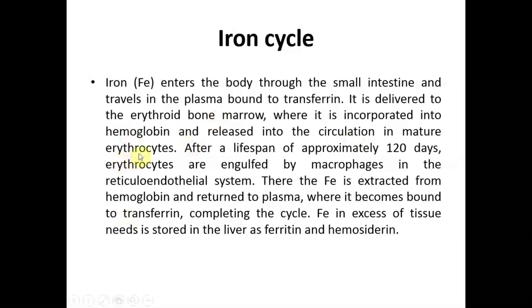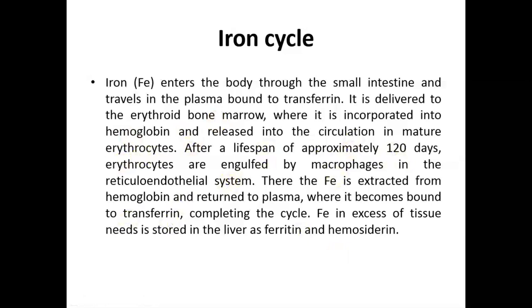Mature red blood cells will continue to circulate after a lifespan of about 120 days. Those will be destroyed and engulfed by the macrophages of the reticuloendothelial system, the macrophages found in the liver, the spleen, and the bone marrow. As we said, after being destroyed, iron is released, extracted from the hemoglobin, and goes back to the plasma, bound to transferrin once again to complete the cycle. It goes back again to the bone marrow for the production of new red blood cells.